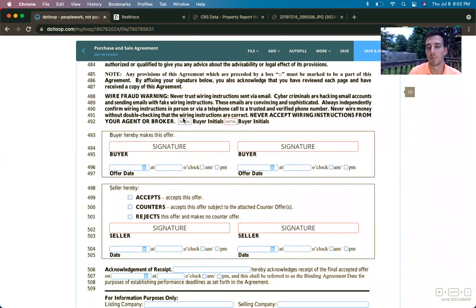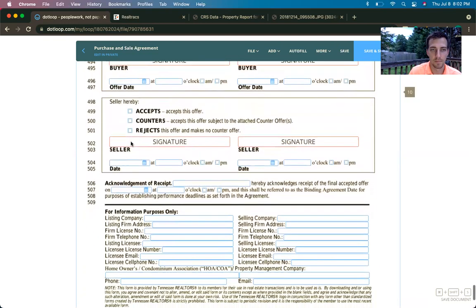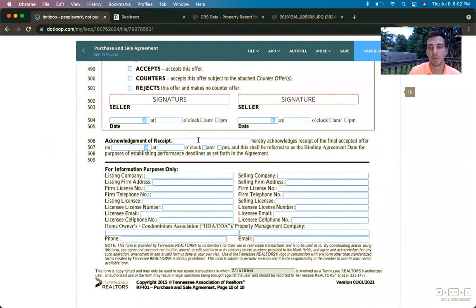Wire fraud. This is the most missed initial for agents. So make sure the buyers initial this before you submit this contract to me for compliance. Buyer sign. And then the seller can say they accept, counter, reject. They can sign. Acknowledgement of receipt. So they hereby acknowledge receipt of the final accepted offer on, and this shall be referred to as the binding agreement date for purposes of establishing performance deadlines as set forth in this agreement.